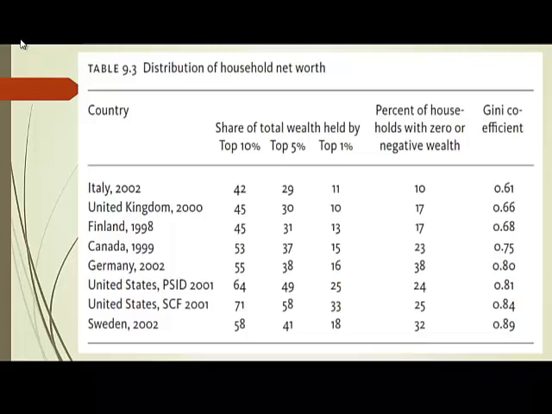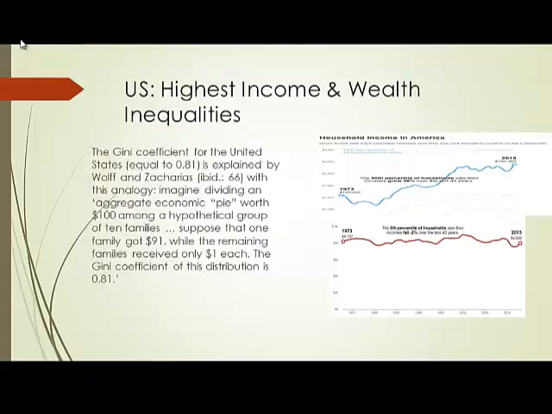When you look at the income, the Gini coefficient was 40%, as we saw. When you look at the wealth, the Gini coefficient is 80%. It is much higher. So there is a lot more inequality in terms of wealth relative to the inequality in terms of income. In particular, the US has the highest income and wealth inequalities in the wealthy part of the world.